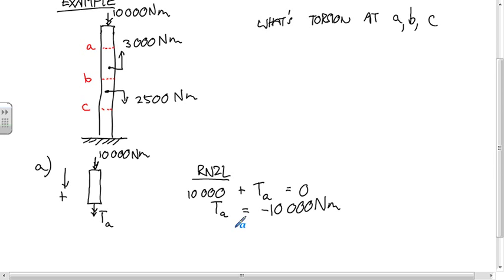Okay, and then that torsion, this TA, is what you would use if you were trying to calculate the shear stress occurring at the point A. Any questions about that? Okay, so let's go on to B.